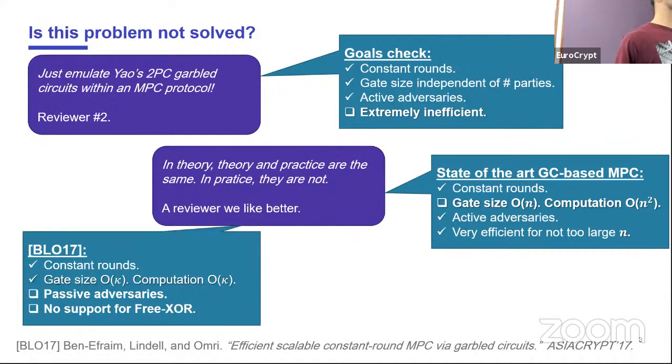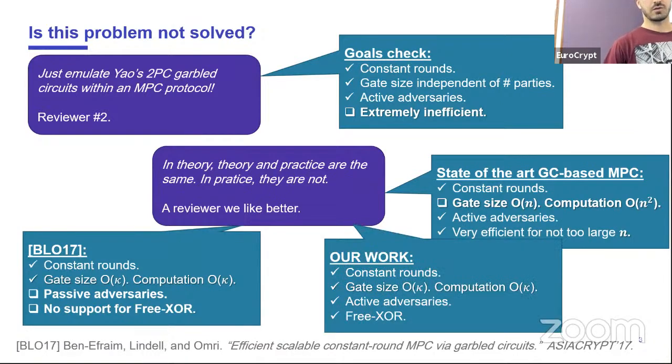And there's some previous work that deals with these issues, but it is only passively secure. So it produces constant size garbled gates. But yeah, it's only for passive adversaries. And moreover, it doesn't support the free XOR optimization. So what we do, we tick all the boxes.